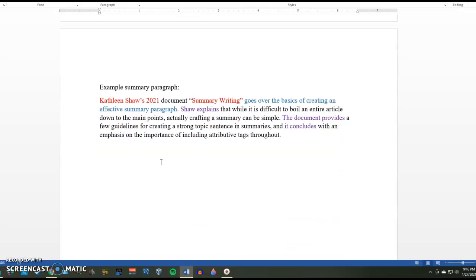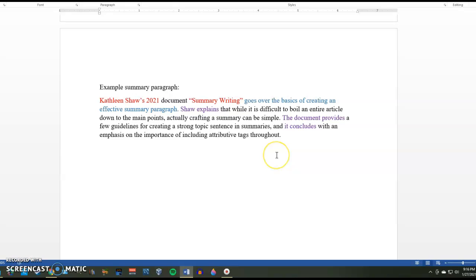The example summary paragraph I've included here, I've color-coded so you can see. In purple, every single sentence has one, and this one has two. Kathleen Shaw's 2020 document, Summary Writing, goes over the basics of creating an effective summary paragraph. Shaw explains that while it is difficult to boil an entire article down to the main points, actually crafting a summary can be simple. The document provides a few guidelines for creating a strong topic sentence and summaries, and it concludes with an emphasis on the importance of including attributive tags throughout.